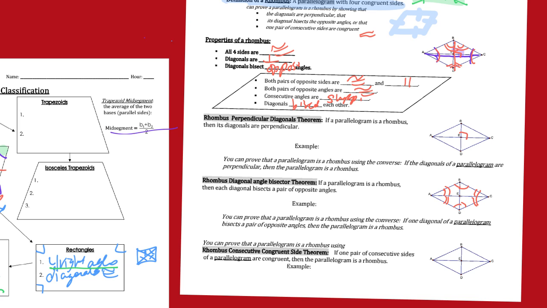And then there's a theorem that says, hey, guess what? In a rhombus, all four sides have to be congruent. If two consecutive sides are congruent, the rest of them will be congruent as well. So it's not overly thrilling, but it talks about the properties of a rhombus. So it's all the parallelogram properties with three additional ones: the sides are congruent, the diagonals are perpendicular, and the diagonals bisect the opposite angles.